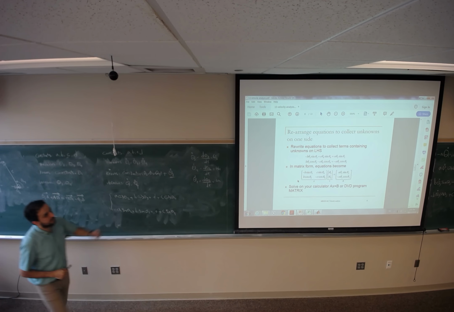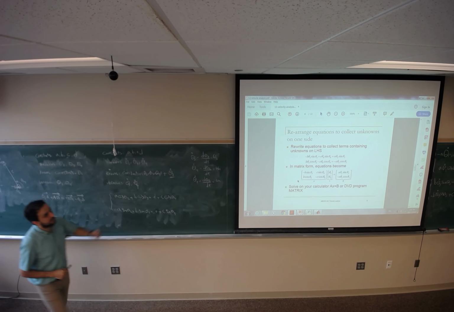But if you want to write the matrix form again, we are going to have matrix A, matrix X, and matrix C. In matrix X, you should write your unknowns, which are theta dot 3 and theta dot 4. You can either first write theta dot 4 and then theta dot 3, or vice versa. The first row is for the first equation, the second row is for the second equation.